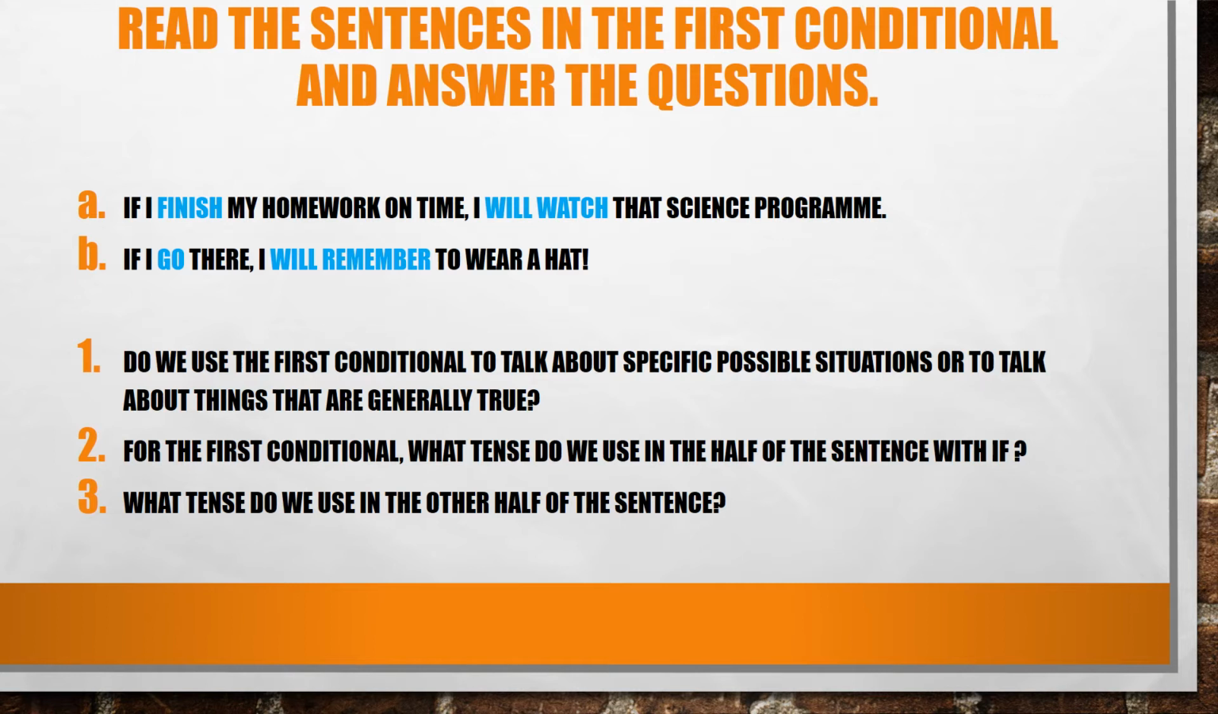Number 1. Do we use the first conditional to talk about specific possible situations or to talk about things that are generally true? Number 2. For the first conditional, what tense do we use in the half of the sentence with if? And number 3. What tense do we use in the other half of the sentence?